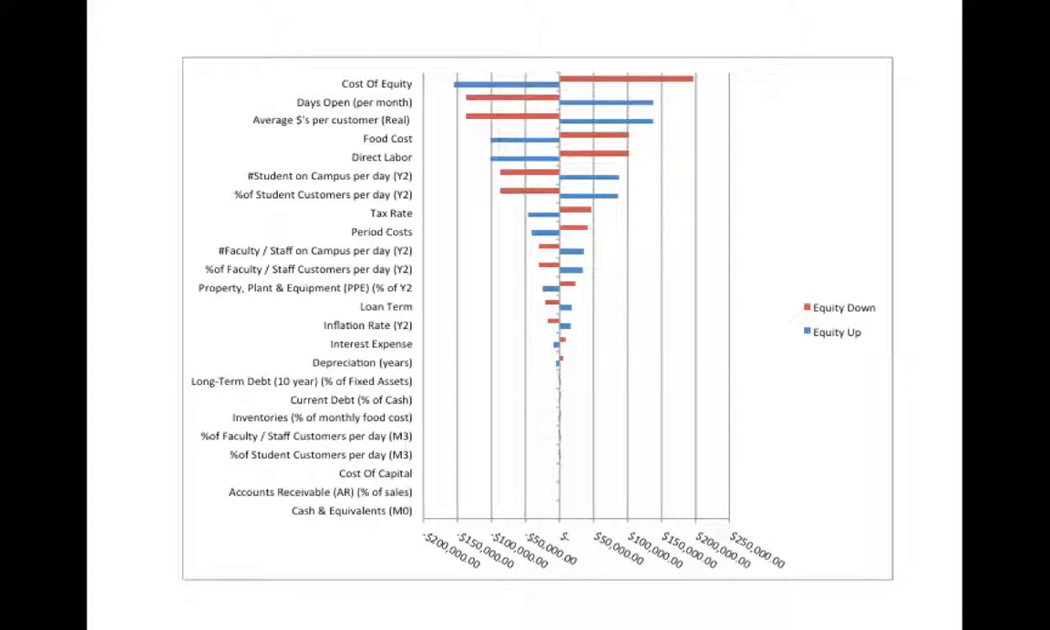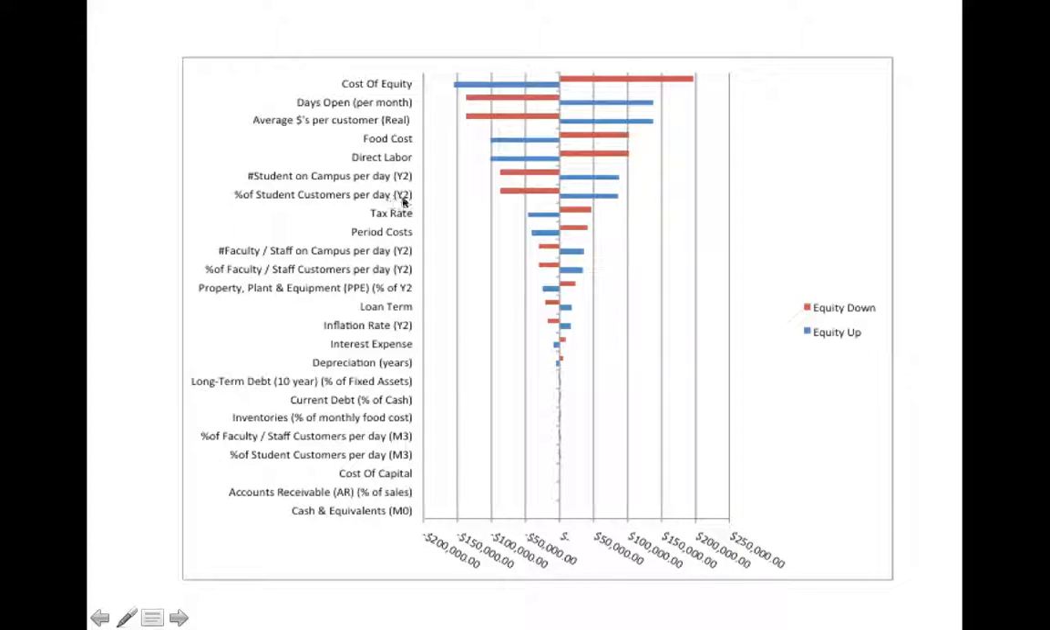Number of sales per customer, clearly sensitive to that. We assume $10. Food cost 25%, direct labor 25%. Students, we assumed it's sensitive to both of these. So at the end of the day, they're sort of the same variable reflected in two different ways. You can see that their impact is identical.